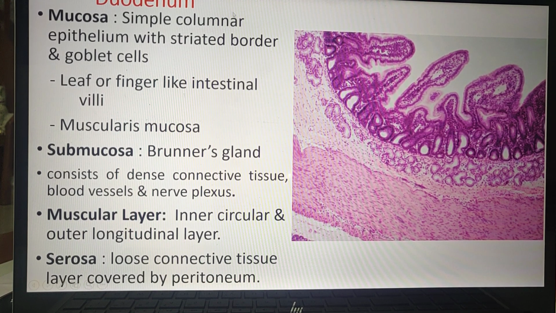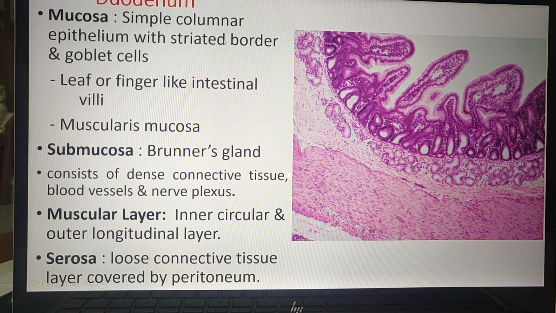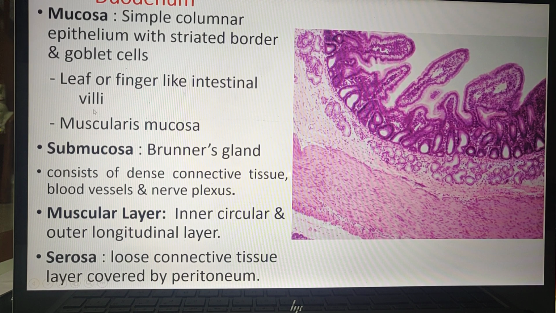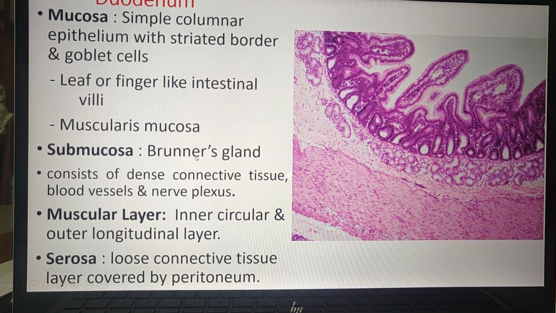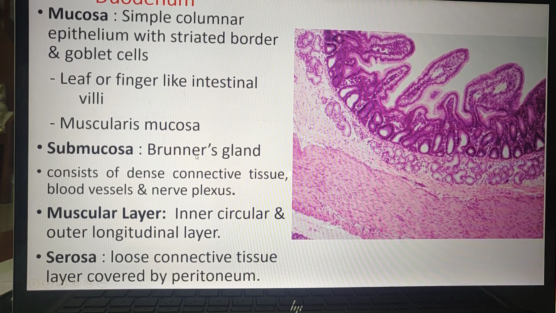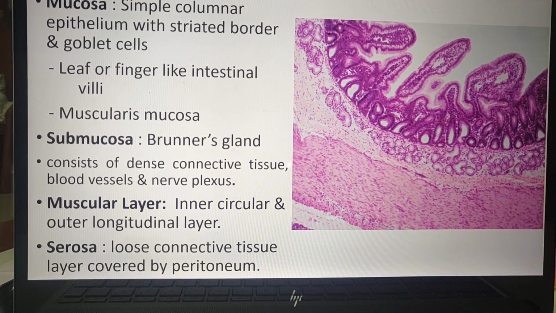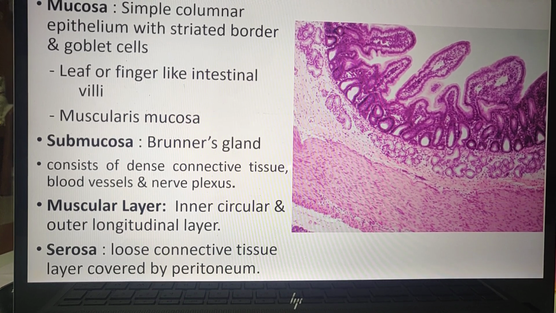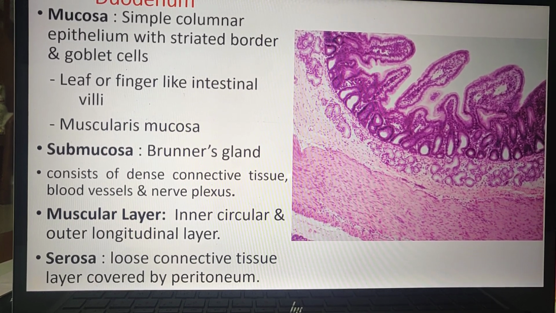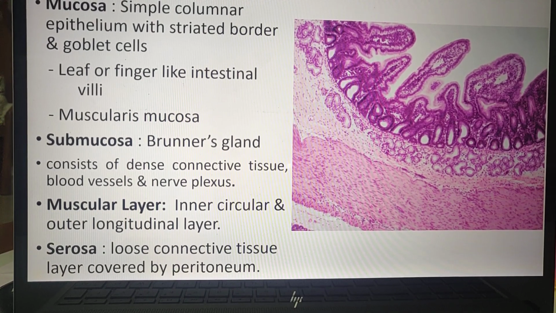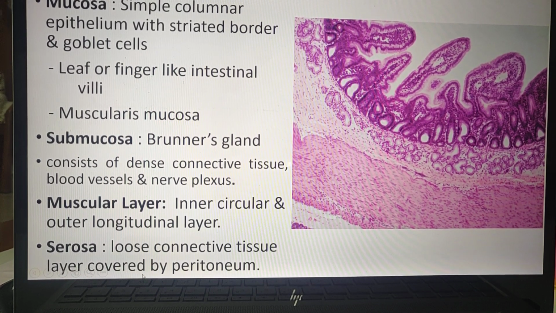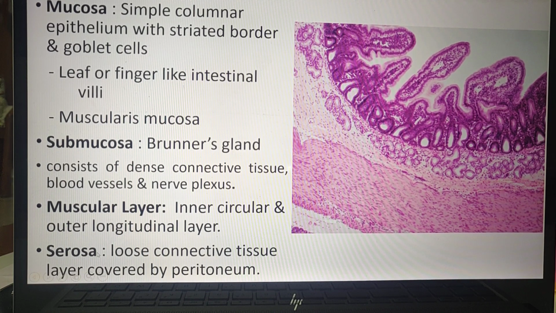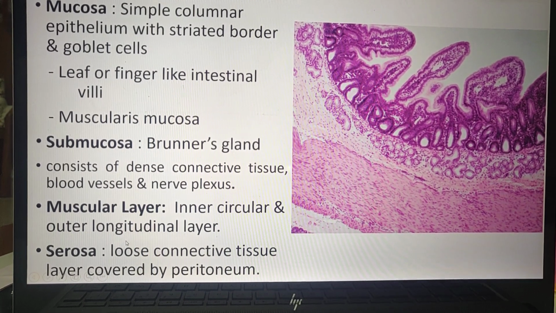Mucosa, which is lined by simple columnar epithelium with striated border, and there is the presence of goblet cells. Leaf or finger-like intestinal villi. Muscularis mucosa. Submucosa, particularly inside the duodenum, contains Brunner's glands, along with dense connective tissue in which lie the blood vessels and nerve plexus. Muscular layer, you have to remember, in the small intestine and large intestine, only two layers: inner circular and outer longitudinal layer. And serosa, which is formed by loose connective tissue covered by the peritoneum.